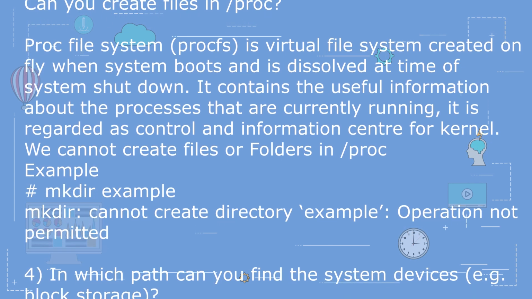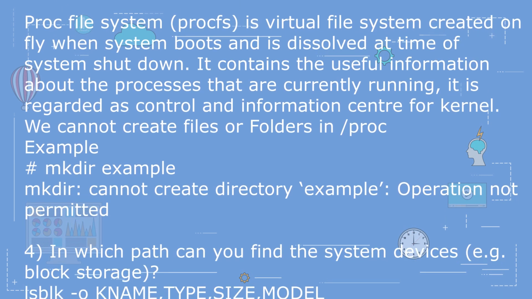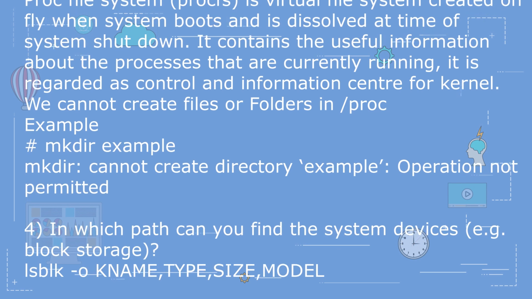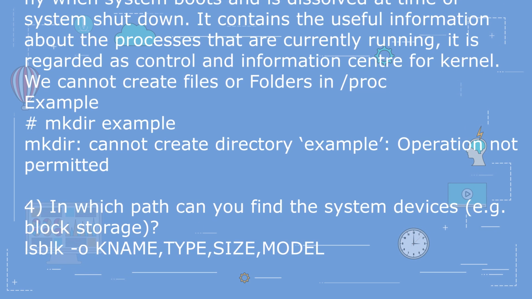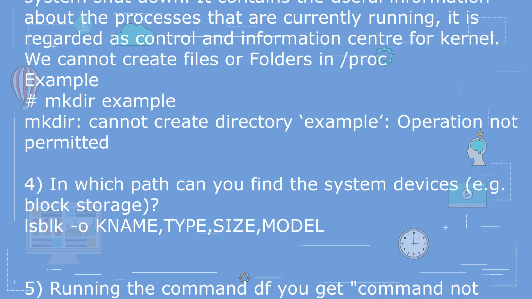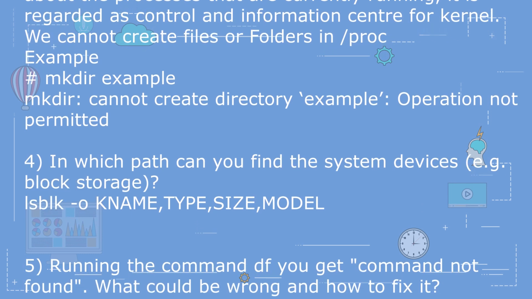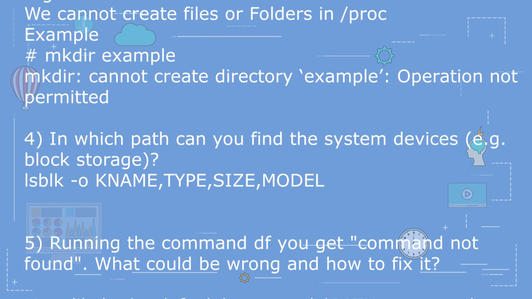4. In which path can you find the system devices, for example block storage? /dev, or lsblk -o name,type,size,model. 5. Running the command df you get "command not found". What could be wrong and how to fix it?